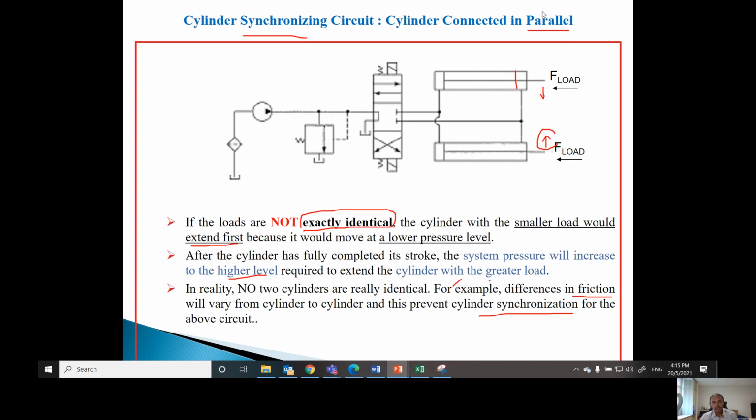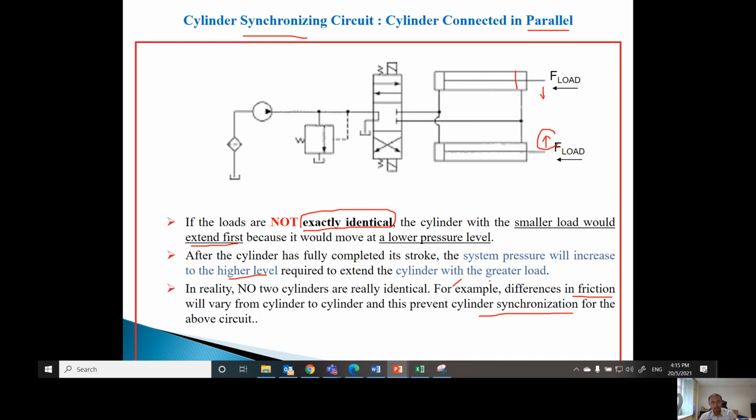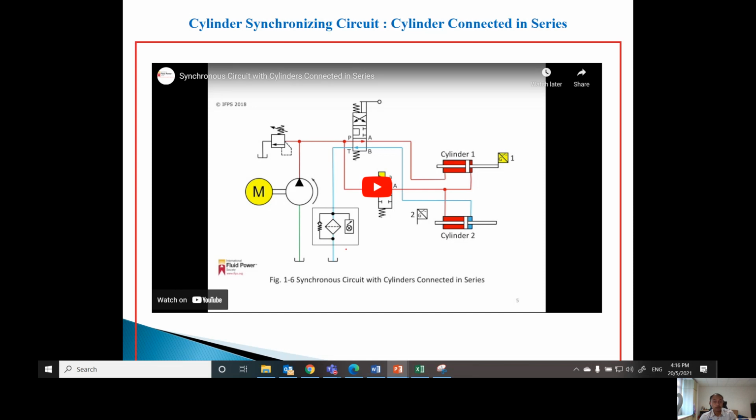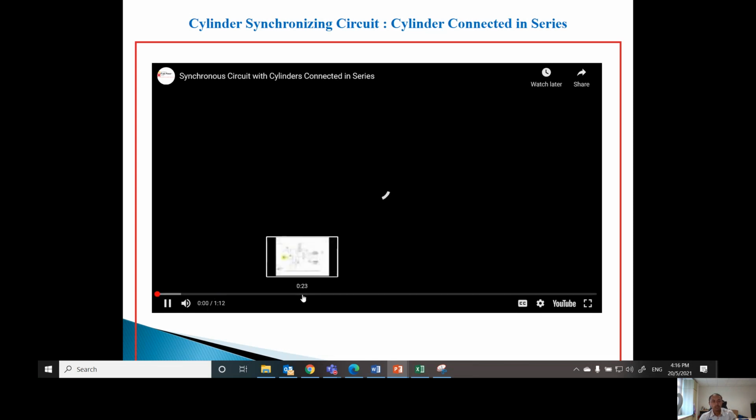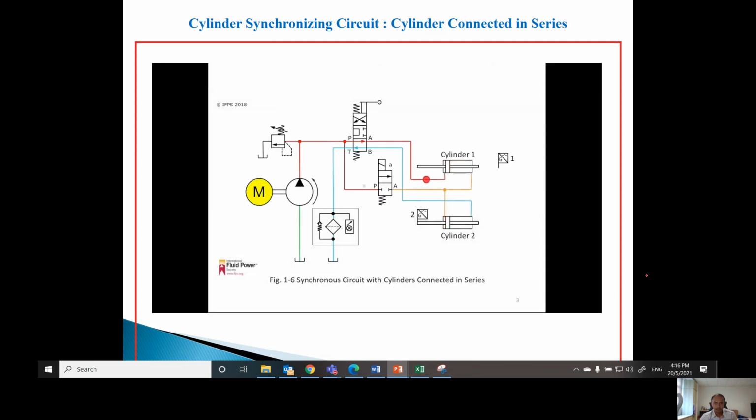So that is what happens when you have cylinders in parallel. You have to make sure that both are identical, then you can have both move at the same time. Unfortunately, I don't have any video for parallel, but in theory, if they are not identical, then the smaller load will move first. This is parallel. And now we want to see in series. You have seen in the video just now that in series, the movement will be synchronous. Let's just watch again.